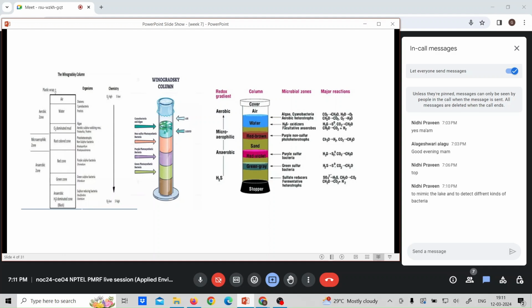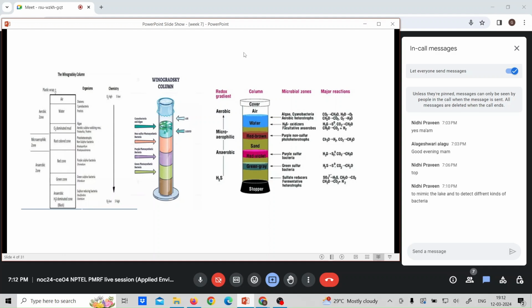So mimicking the lake, in the sense, we will add mud, we will add water. This entire slurry will mimic the lake ecosystem, basically. So when you look at the diversity of microorganisms present, we will find different kinds of organisms in different layers. We have also talked about stratified lakes in the previous live sessions and in the lecture also, and the professor has discussed all of this, right?